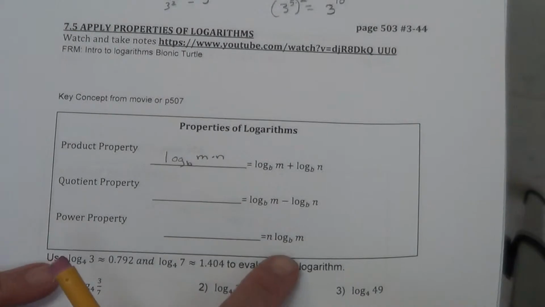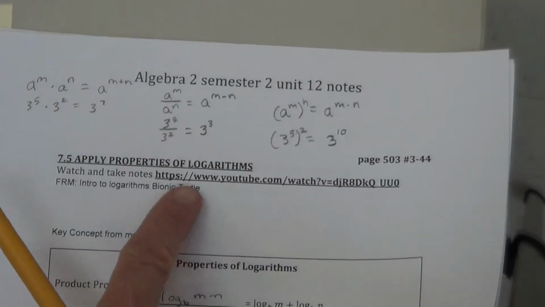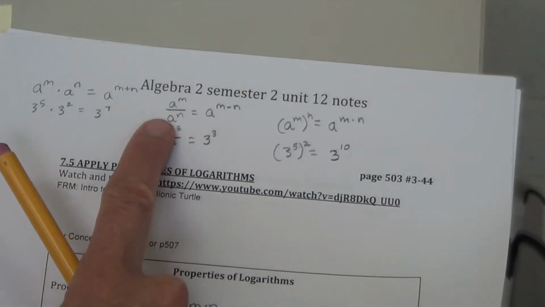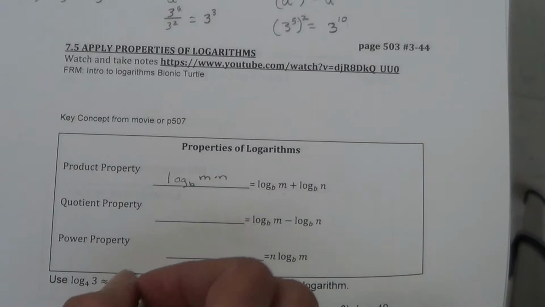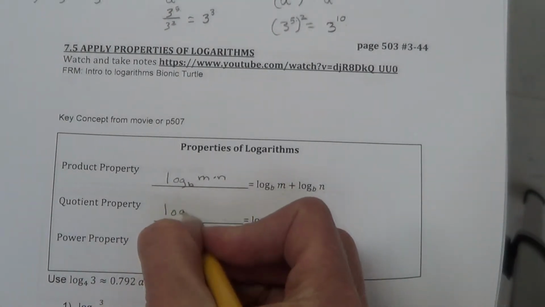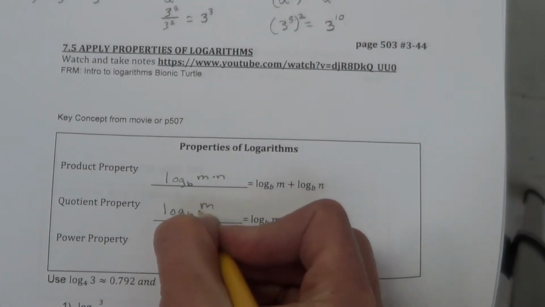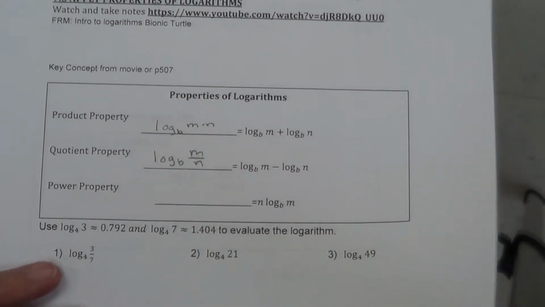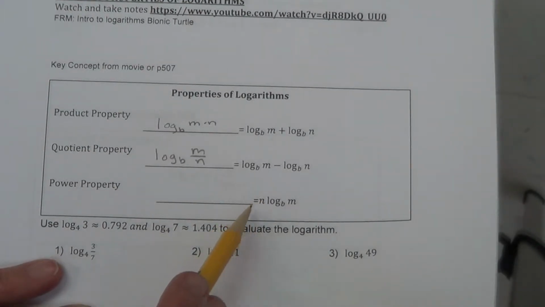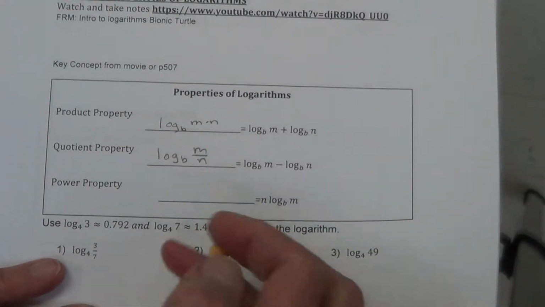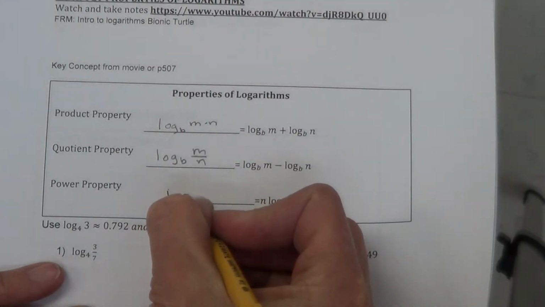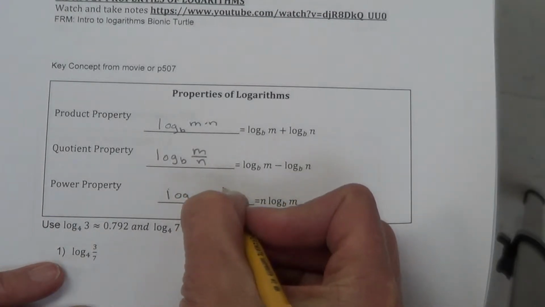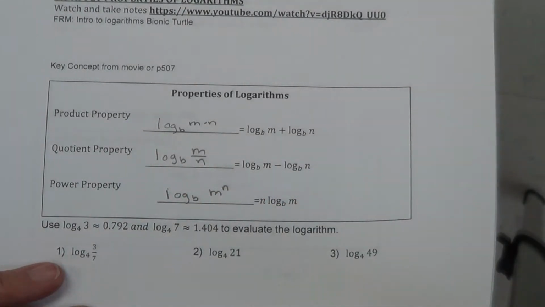If we're subtracting them, we think back up to our exponents. When we subtracted them was when we were dividing. So sure enough, we would have log b of m divided by n. And the last one, if we have a factor times the log, then we have in a condensed form that same log with the base raised to the exponent. Okay?